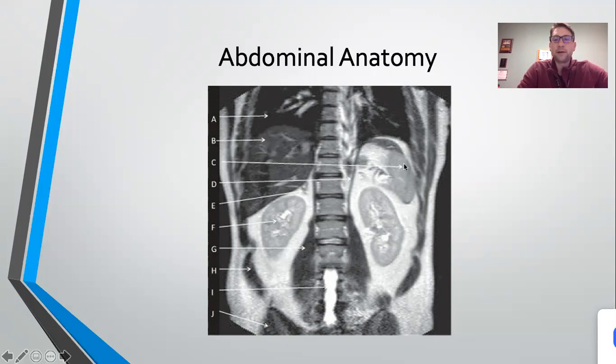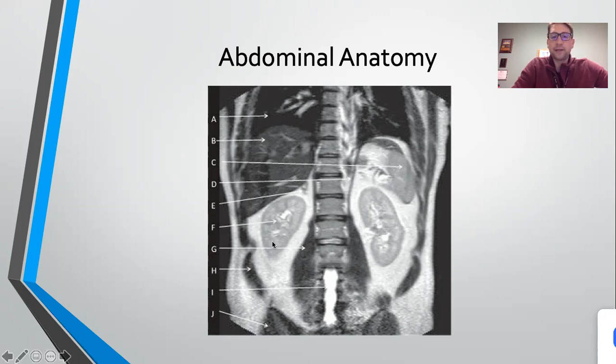C is going to be our spleen. D is our left crux of the diaphragm, and you can see that here. Then you can see the right crux of the diaphragm here. So that's the attachment of that diaphragm. E, you have the adrenal gland above the right kidney. So adrenal glands typically look like little triangles. These are hormone secreting glands.